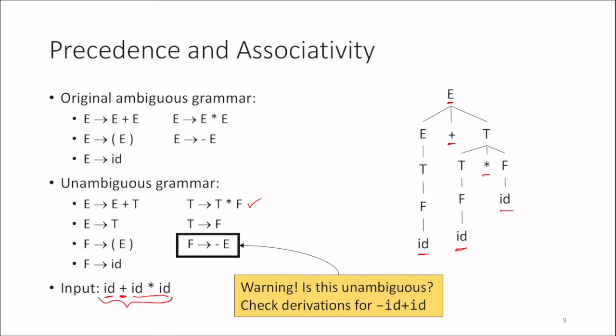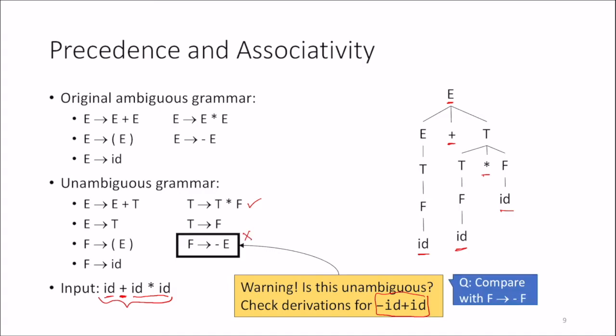Is this unambiguous though? You should check whether it is unambiguous or not for this input string. You will see that there actually are two different ways to use this grammar. This F goes to minus E rule, there's something fishy about that rule here.